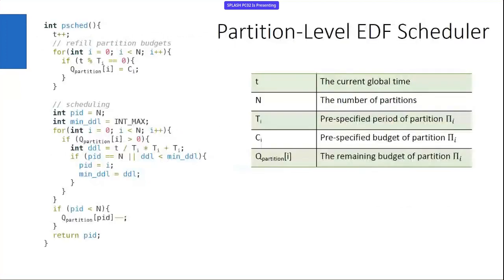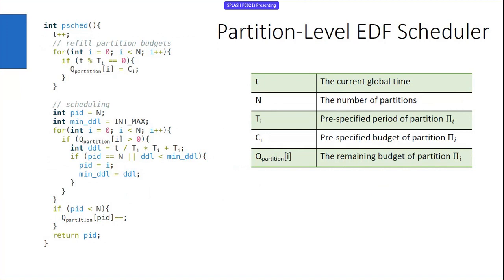So let me first show you the real C code of what a partition scheduler looks like. This is a C code written for the EDF scheduler. T represents the global time tick, N is the number of partitions, Ti is the pre-specified period of partition i, and Ci is the pre-specified budget of partition i. And Qi represents the remaining budget of partition i.